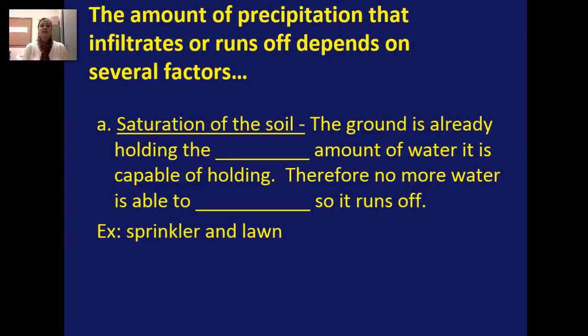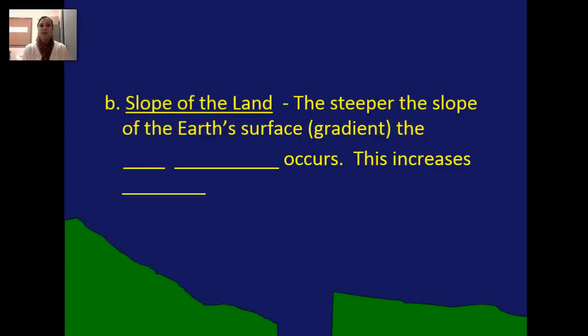The amount of precipitation that infiltrates or runs off will also depend on several factors. Now, if the soil is already saturated and holding the maximum amount of water that it can hold, there will not be any infiltration occurring. Water can't go into it anymore. It's already filled to capacity. We call that saturated. Example, the sprinkler in the lawn. If you have a lawn and you've seen the sprinkler on for way too long, you'll start to see puddles forming, and that's called saturation of the soil. Once it's already filled to capacity, it won't seep in anymore.